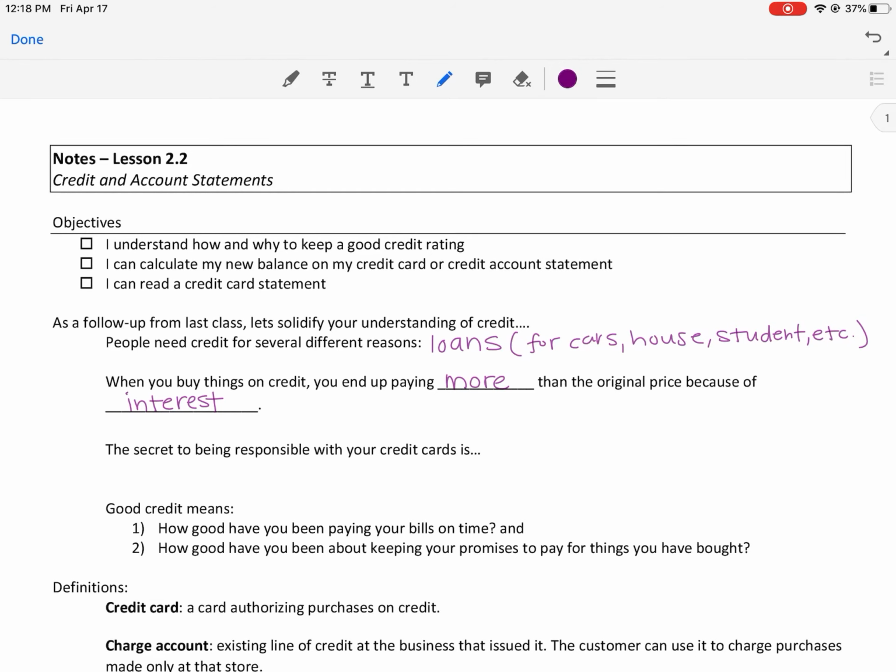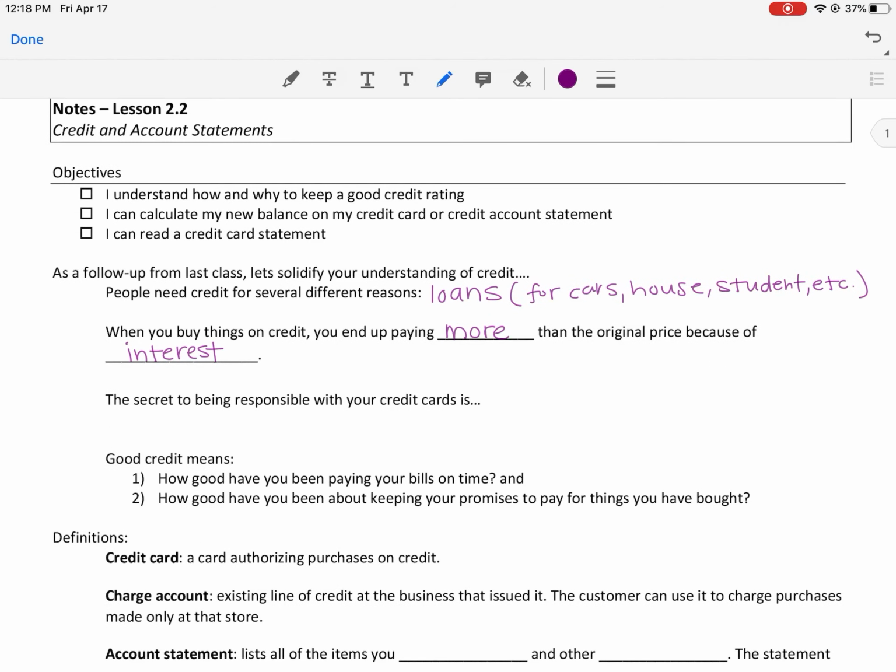So the secret of being responsible with your credit card is to pay off the balance in full each month. And if you do that, then the fun fact there is you don't get charged interest. And I gave you an optional assignment at the end of this unit called The Secret Life of the Credit Card. I think it's a great documentary that goes over so many details and will fill you in on tips and tricks like that one.